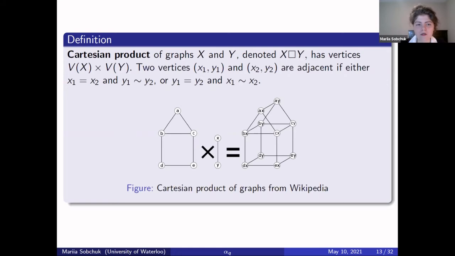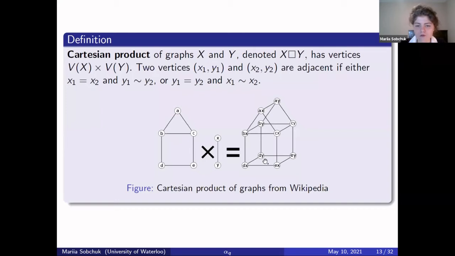For the construction, he used the Cartesian product of graphs. So let us recall that the Cartesian product of two graphs has vertices which are the direct product of the vertices of the first graph and the second one. And two vertices are adjacent if either the first coordinates are equal and the second ones are adjacent, or vice versa. So this example is from Wikipedia, but it's quite convenient to understand. It's a house graph and a K2.